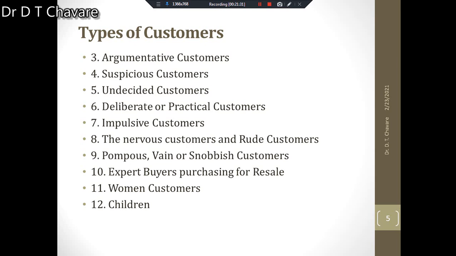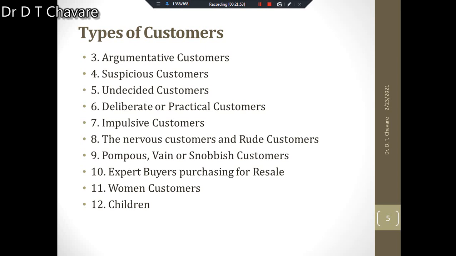So do not reply to them by making some more arguments, because then this unnecessary debate will never end. Try to understand. On the other side, patience and restraint in dealing with them will pay. That's why such type of customers are also there.